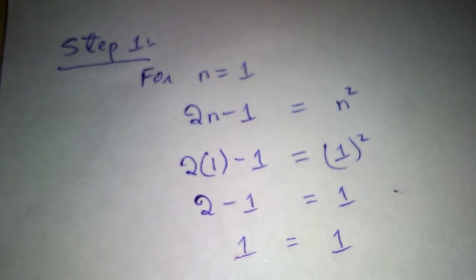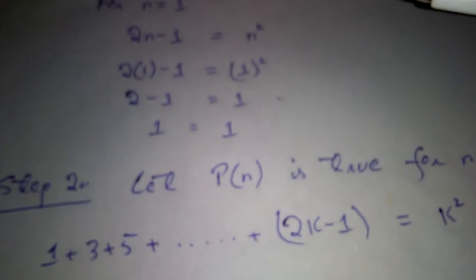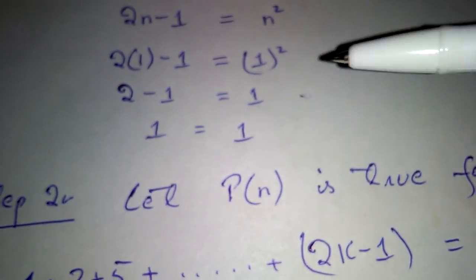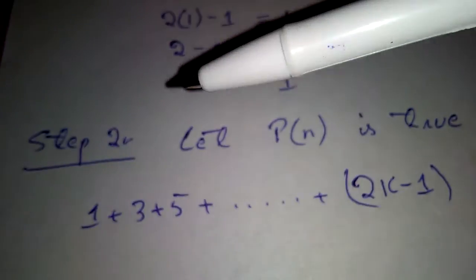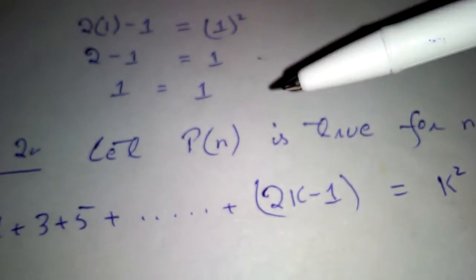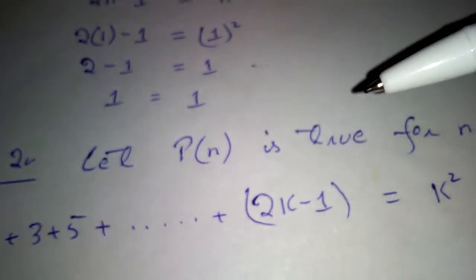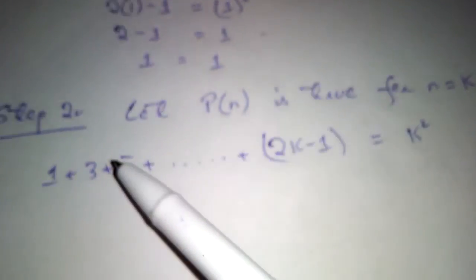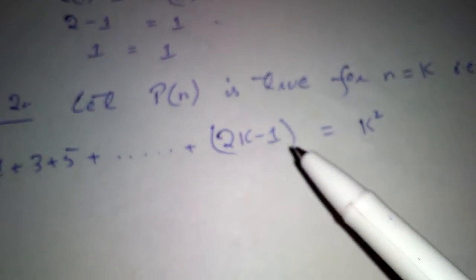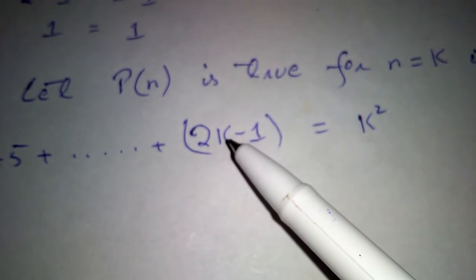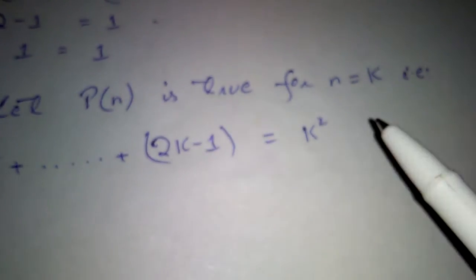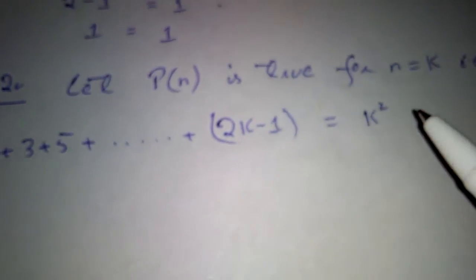So let's write down. After performing the first step, that is P of n is true for n equals 1, we move ahead to the next step, and we say that this is our hypothesis that P of n is true for n equals k as well. So I have just written over here the series in this form. At the place of my n, I just put down the k over here, and I said that this is true.